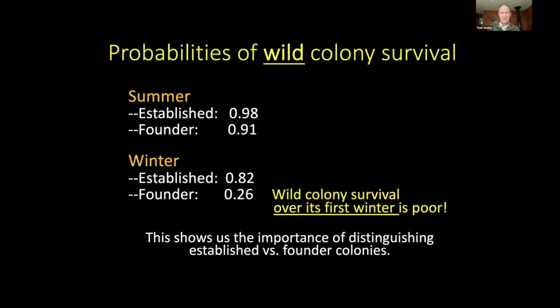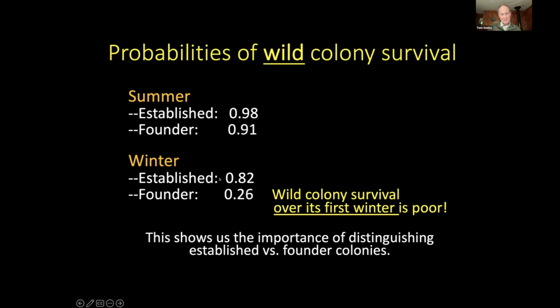And here are the probabilities of wild colony survival that I have found over the time I've been doing that. In the summer, the colonies that are established, I mean colonies that have gotten through their previous winter, they almost always persist, survive in the summer. The founder colonies, the new colonies established by swarms, they also have a very high survival in the summer. Now, what about over winter?